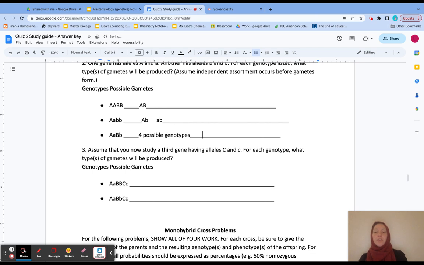Okay, now the last one here. So now let's try these. What are the possible genotypes this individual can pass down? They can pass down a big A with a big B with a big C, or a big A with a big B with a lowercase c, or a lowercase a with a big B and a big C, or a lowercase a with a big B with a small c. So they have 4 possible genotypes that they can pass down to their offspring.